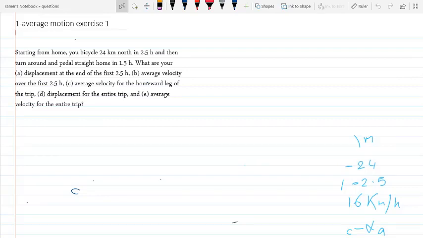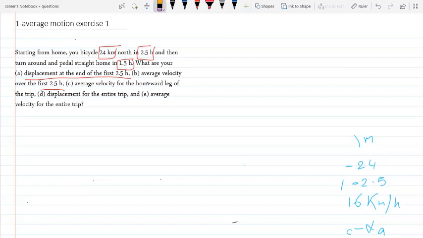Exercise 1 on average motion. Starting from home, you bicycle 24 kilometers north in 2.5 hours and then turn around and pedal straight home in 1.5 hours. What is your displacement at the end of the first 2.5 hours, average velocity over the first 2.5 hours, average velocity for the homeward leg of the trip, displacement for the entire trip, and average velocity for the circuit? This is a comprehensive exercise about average motion.